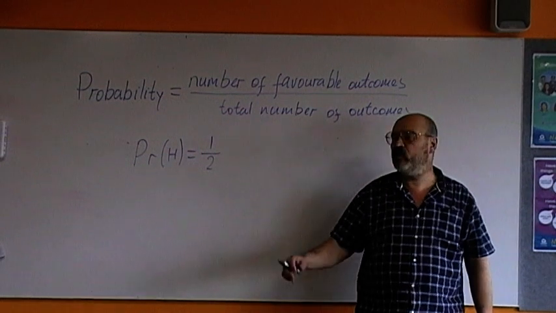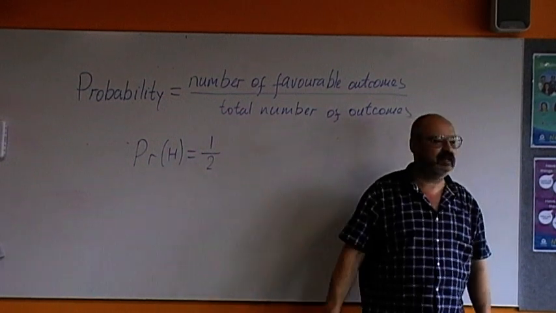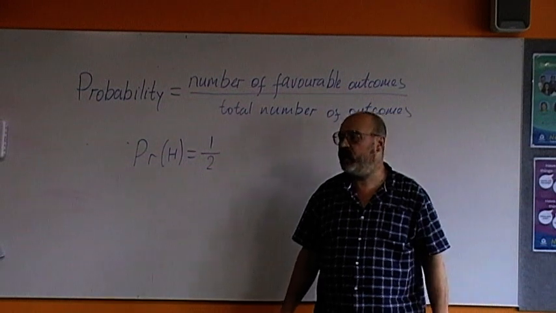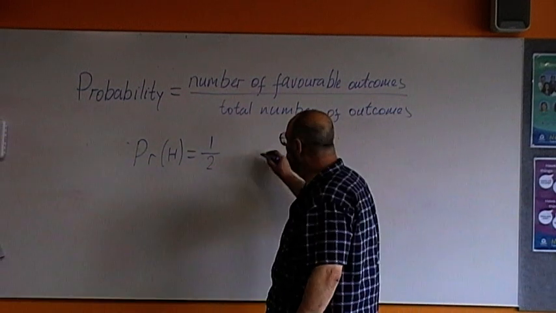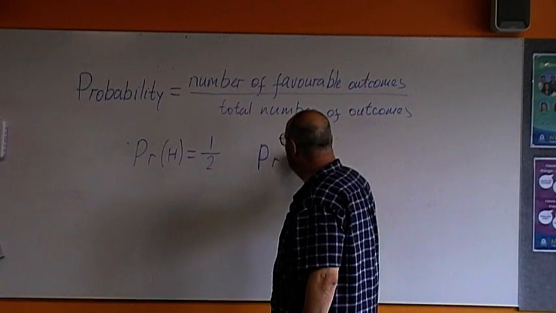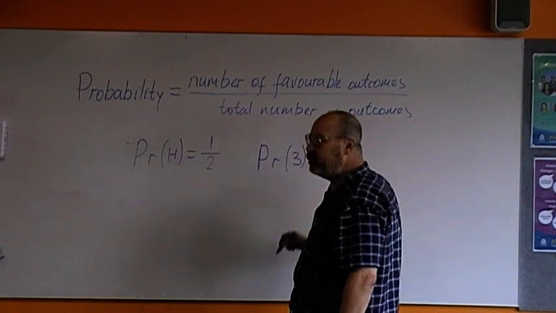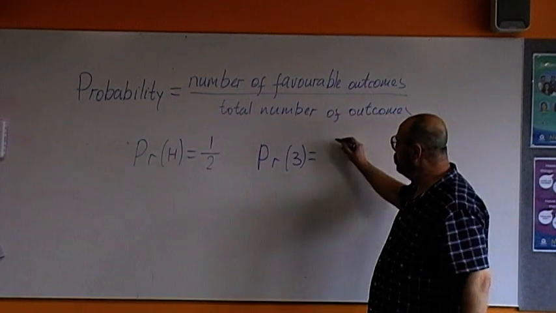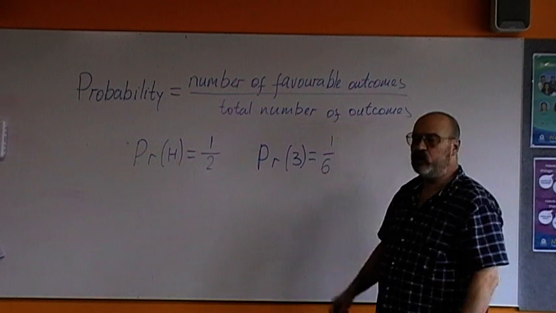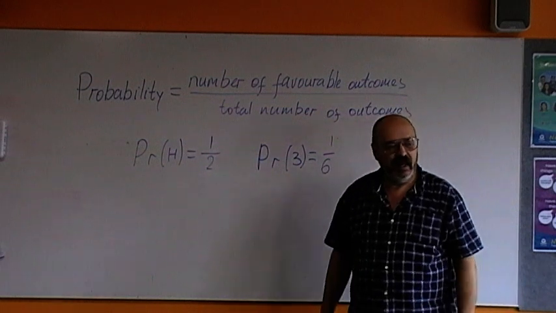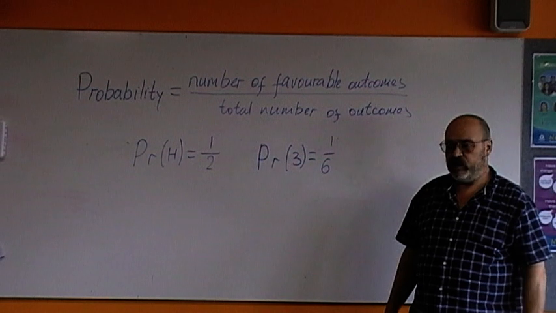If you roll a normal six-sided die, how many possible outcomes do you have? Six. So what will be the probability of getting, let's say, 3 when you roll a die? 1 in 6. One favorable out of 6 possible outcomes. Makes sense? What is probability?